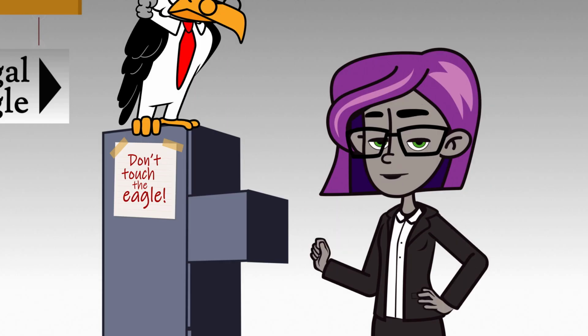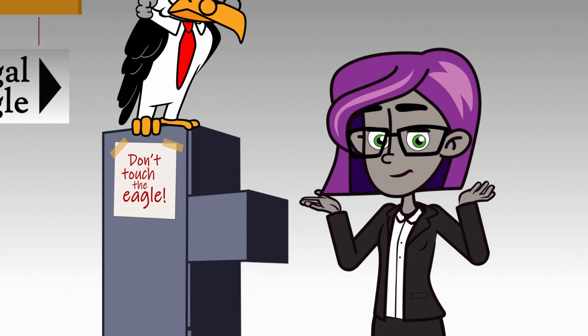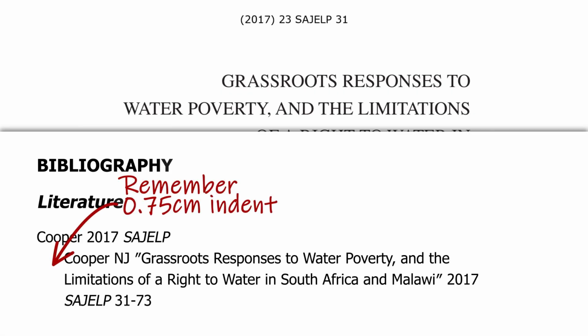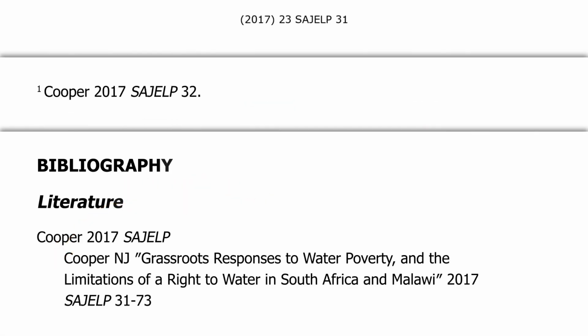And voila! There you have the entry in the reference list. Perfect! Not that difficult, is it? The footnote of this journal article will look like this. Remember to precede each literature entry in the reference list with a footnote format, excluding the page number.